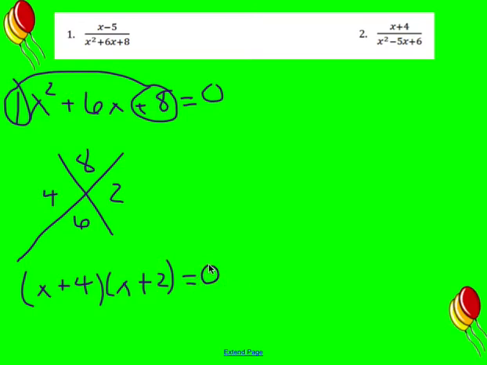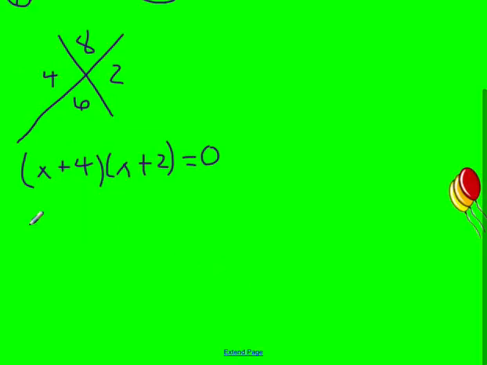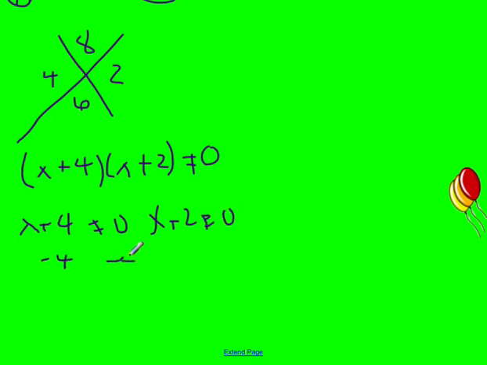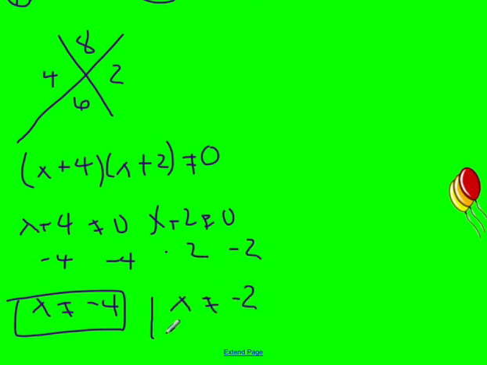Now recall that that's equal to 0. So the next thing we're going to do is set each of those factors to not equal 0, because we don't want it to equal 0, since then our denominator will equal 0. So here I'm going to subtract 4 from both sides. I get that x cannot be negative 4 as one of my answers. Subtract 2 from both sides, and x cannot be negative 2. So those are your two answers for number 1.